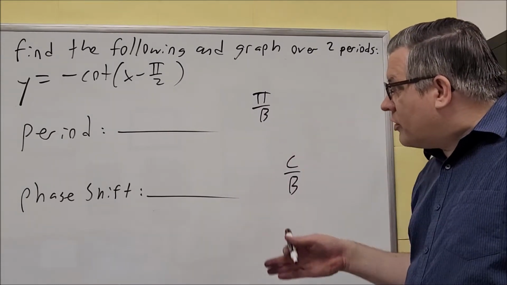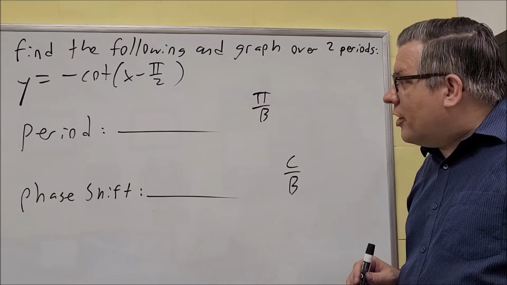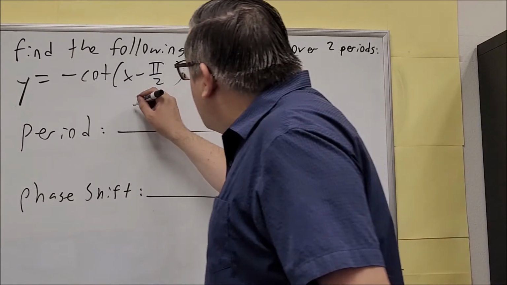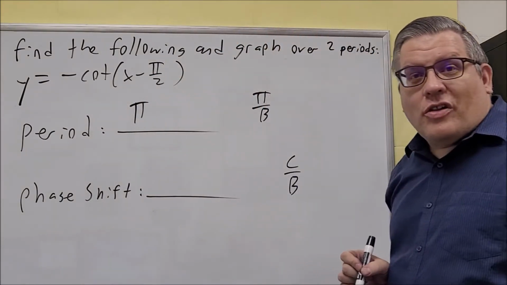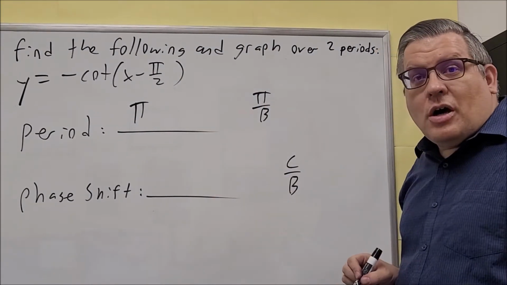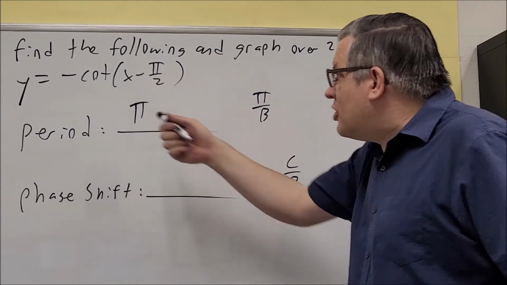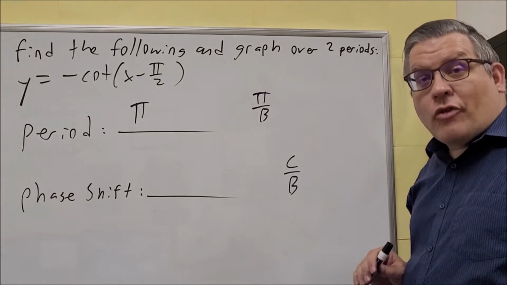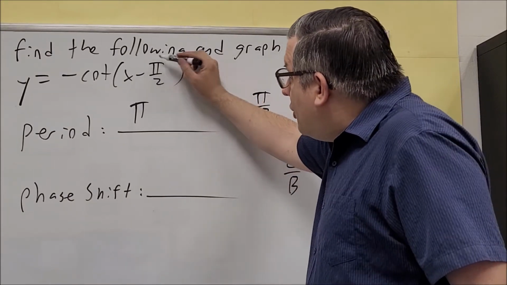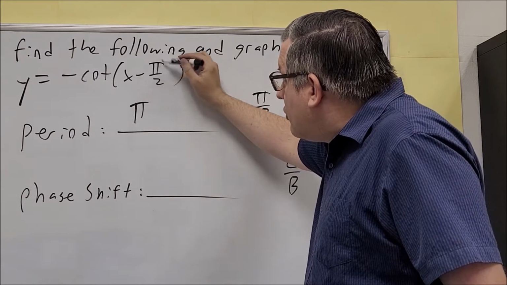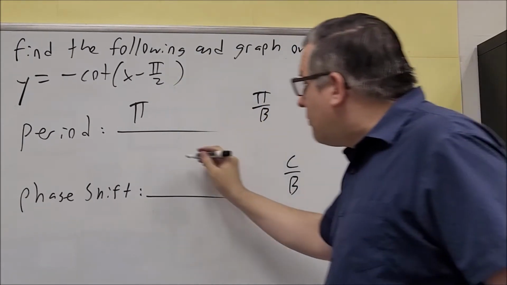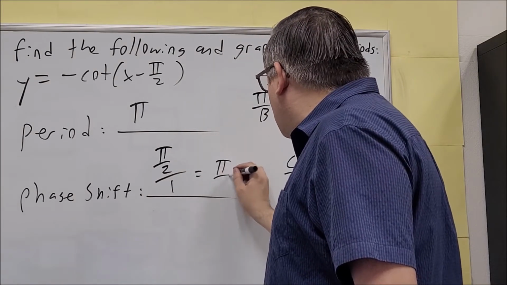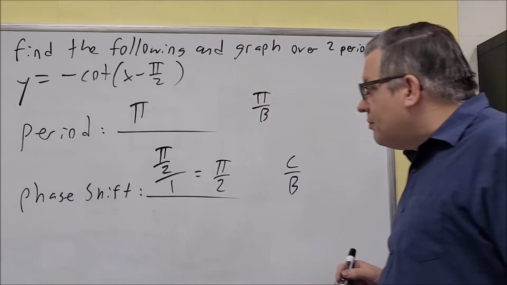So now let's apply the formulas to find the first piece of information here. Your period is going to be pi over b. In this case, it's just pi over the number in front of the x, and so the period is just going to be pi, because in this problem the b happens to be a 1. For the phase shift, we're doing c over b. We just take the number after the equal sign as your c, so c is positive in this case. It's going to be pi over 2 divided by the number in front of the x, and so it's just going to be pi over 2.